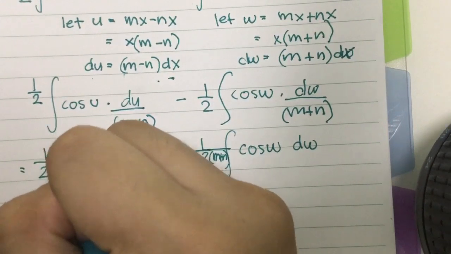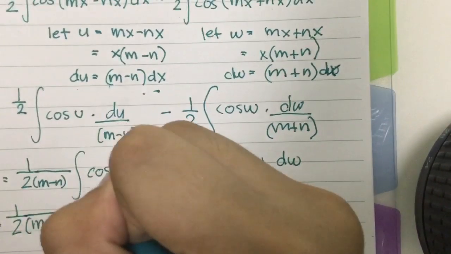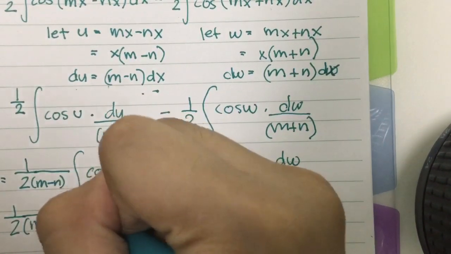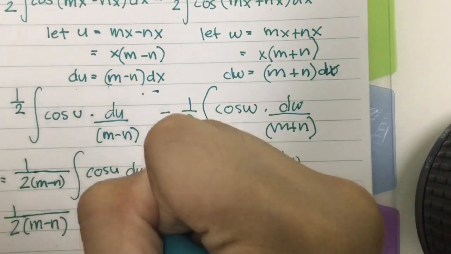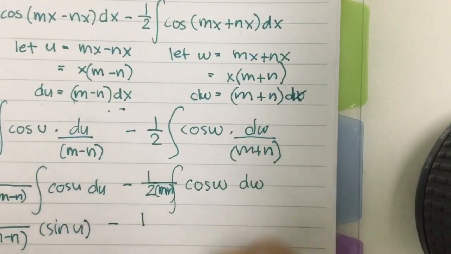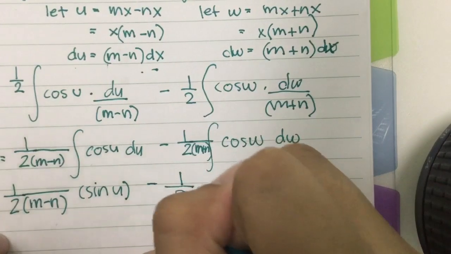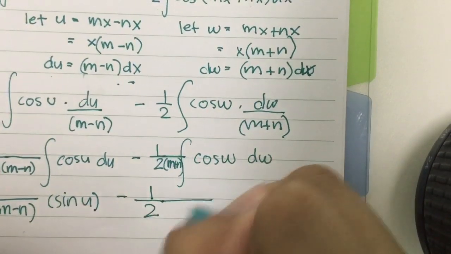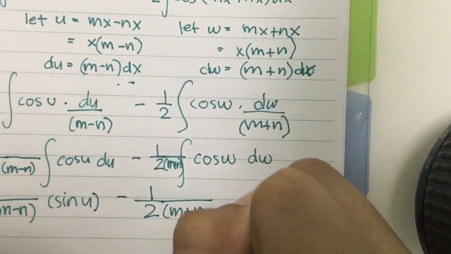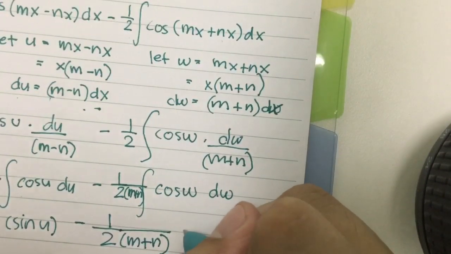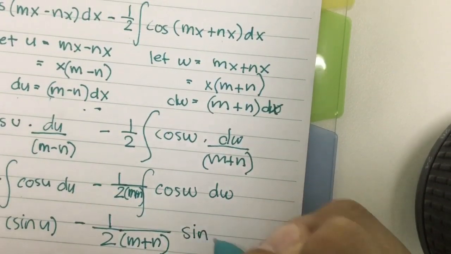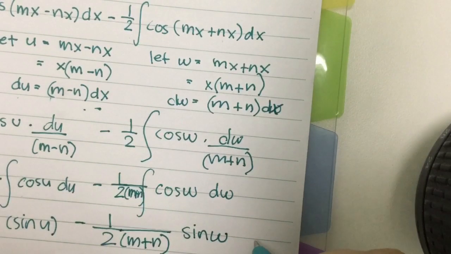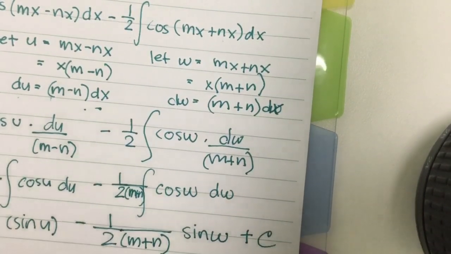Let's write it properly. Minus 1/2 times 1 over m plus n times sine w plus c.